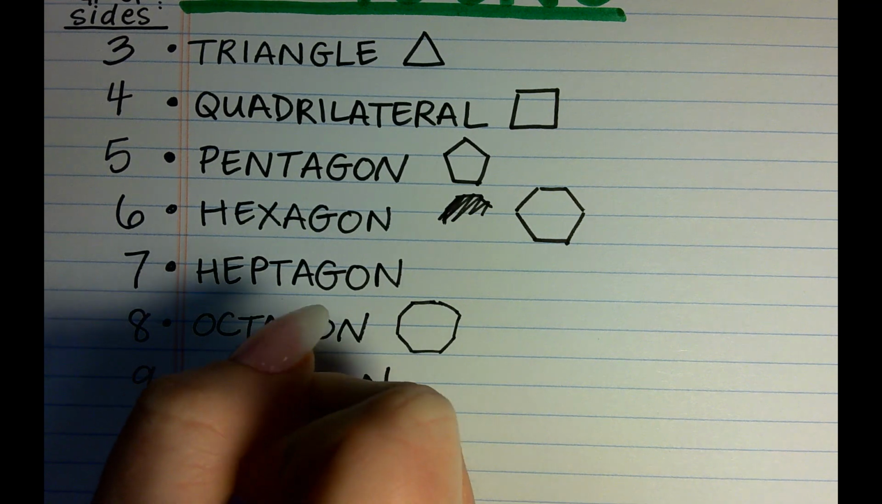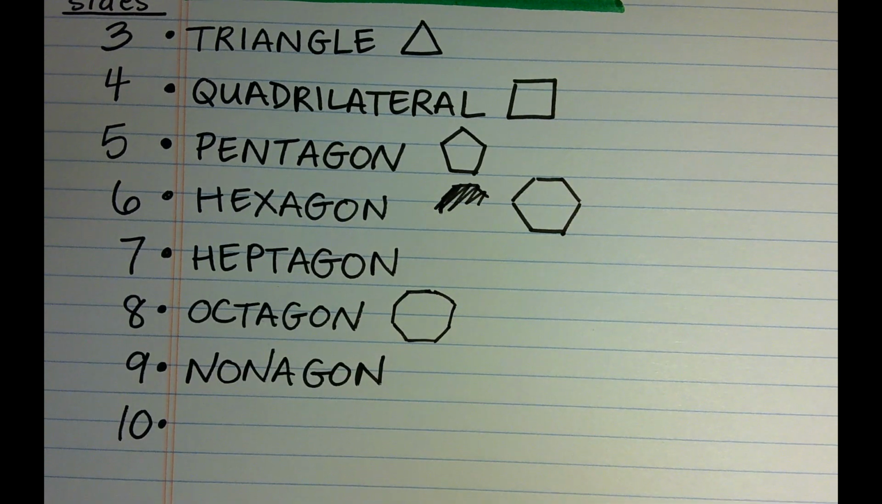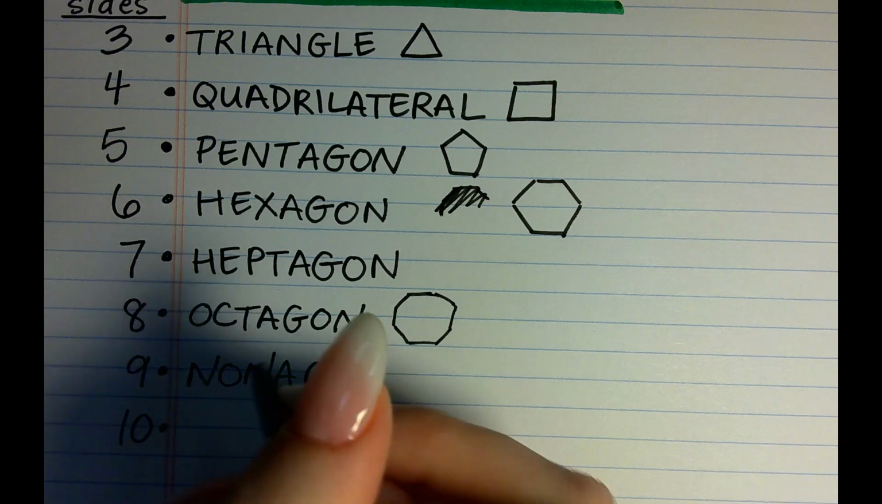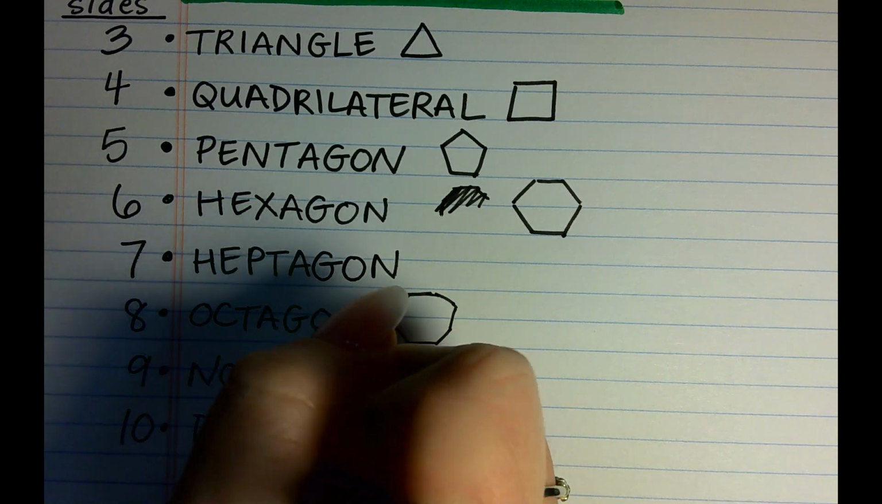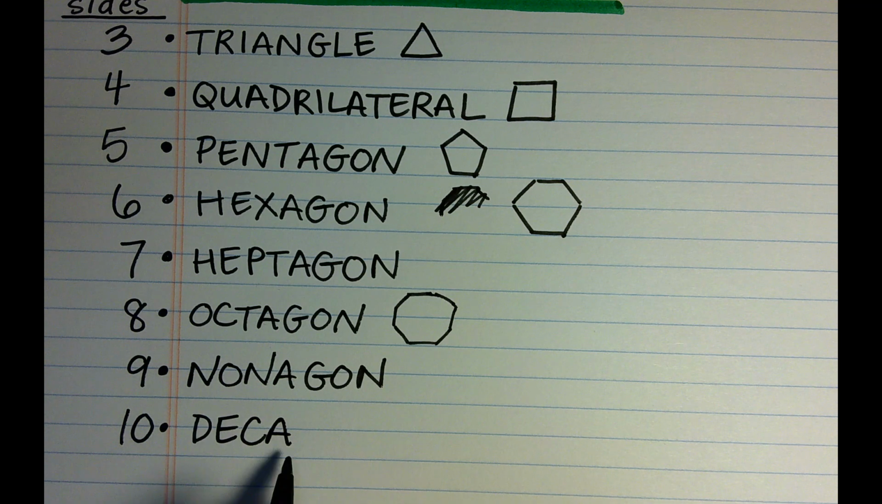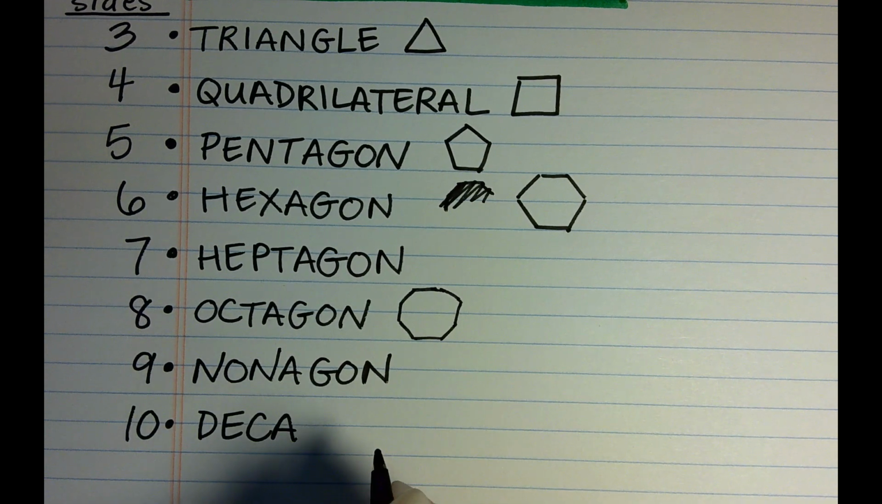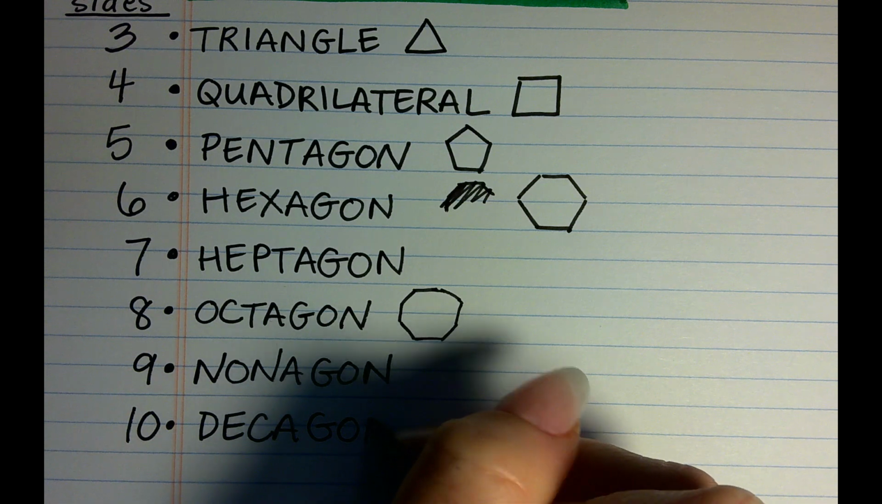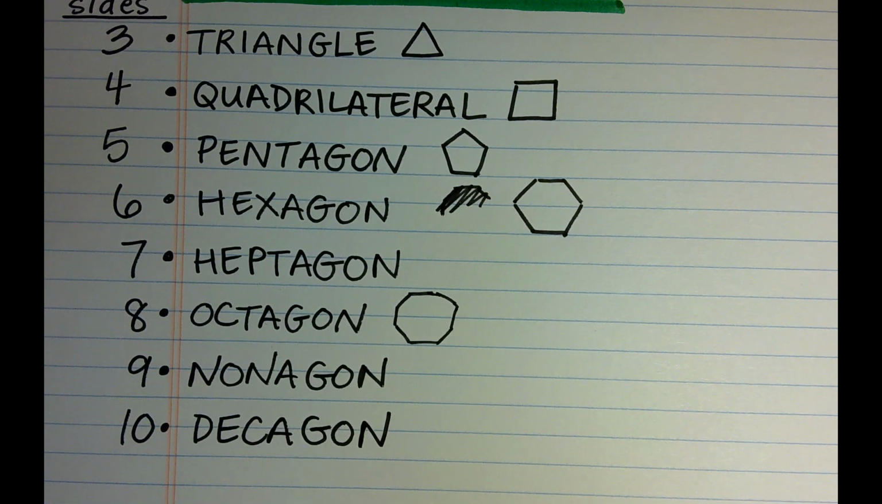How about 10 sides? Decagon. You are so close, Michael. You got it. Decagon, like decade. Yes, that's right. Deca, decade is 10 years. A decagon has 10 sides. Pretty cool. So we got decagon.